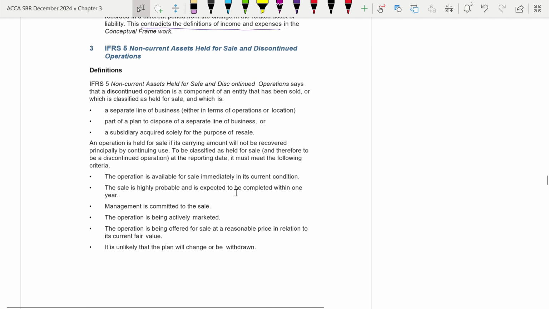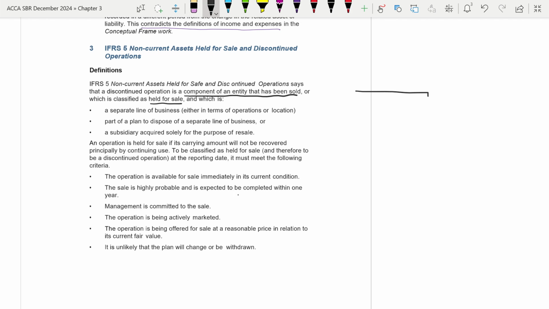Now you are really understanding the standards, how it is to be applied. So very slowly, take your time, revise it. IFRS 5, held for sale and discontinued operations, says that a discontinued operation is one of the components of an entity that has either been sold or is held for sale.